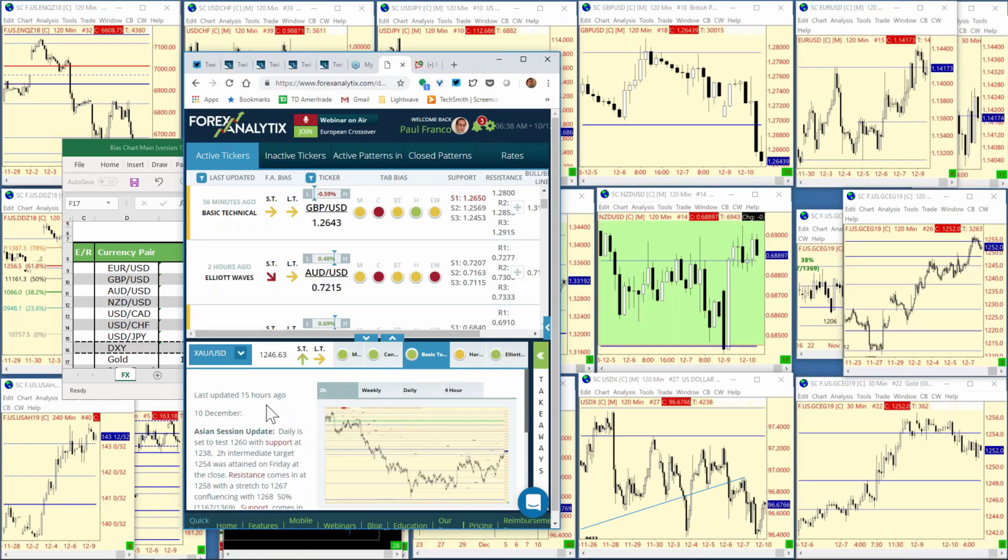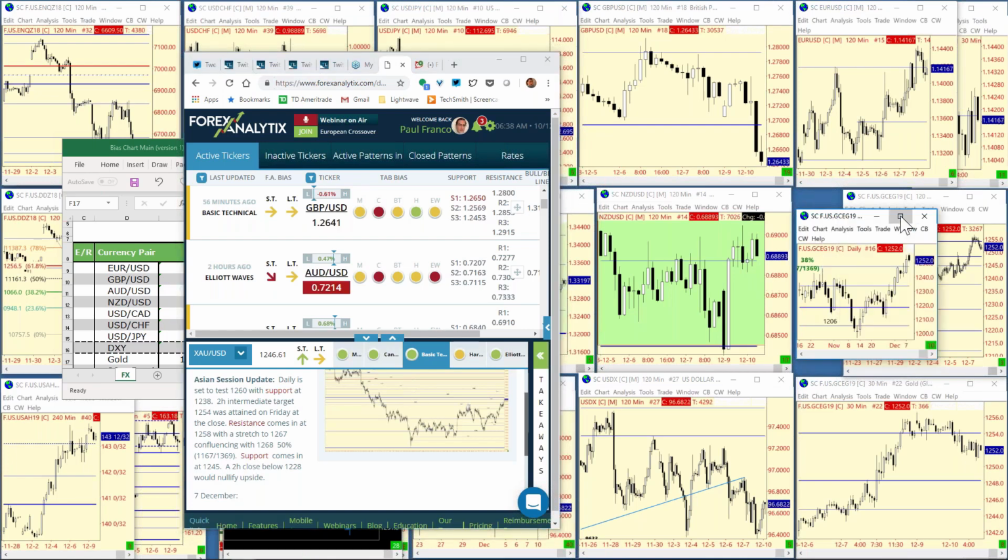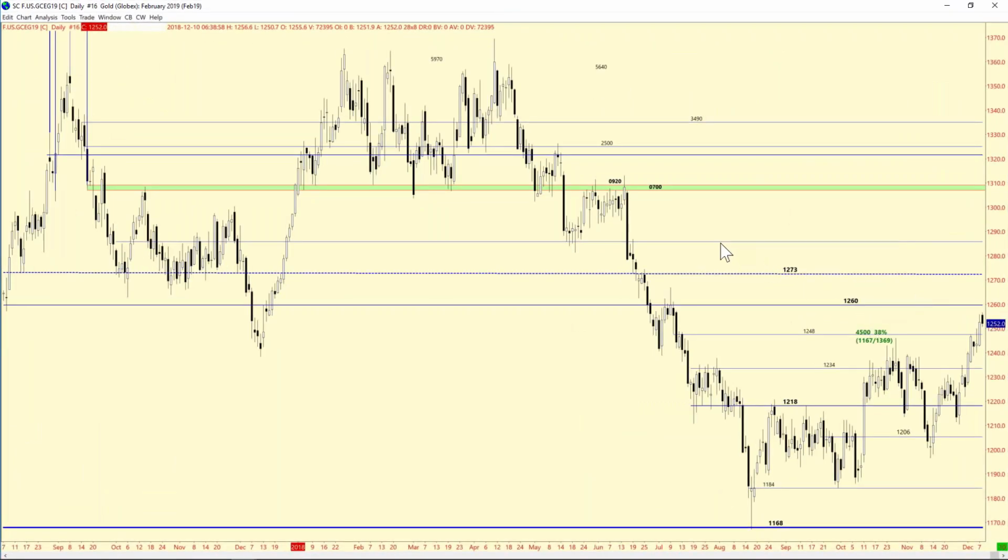So the daily is set to test at 1260 with support at 1238. The 2-hour intermediate target of 1254 was attained on Friday at the close. Resistance comes in at 1258 with a stretch to 1267, confluencing with 1268, the 50% of the entire move of 1167 to 1369. Support comes in at 1245, and a 2-hour close below 1228 would nullify the upside. So a lot of stuff right there.